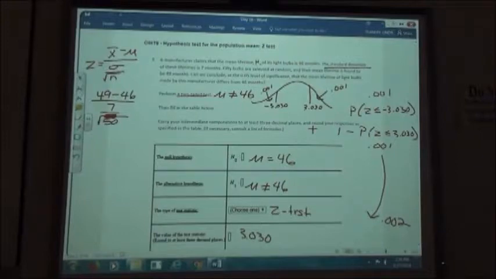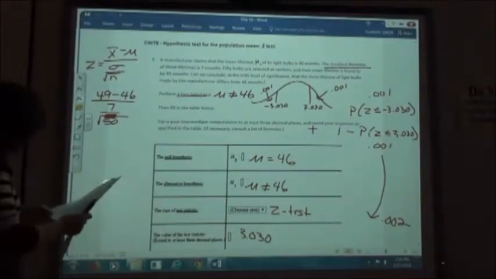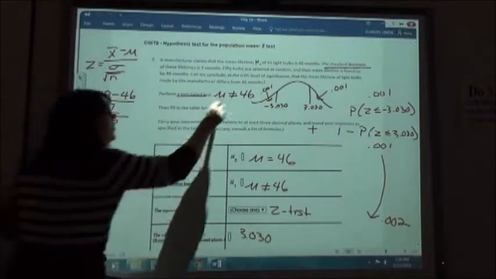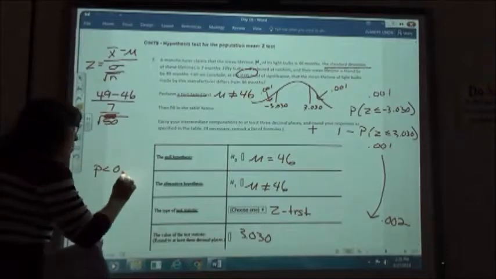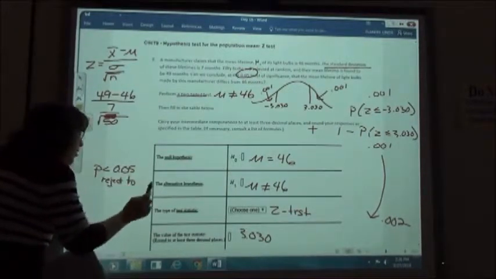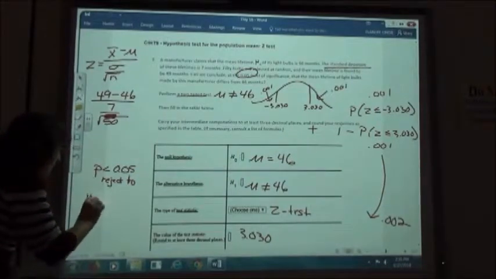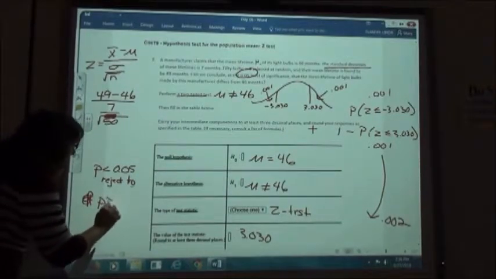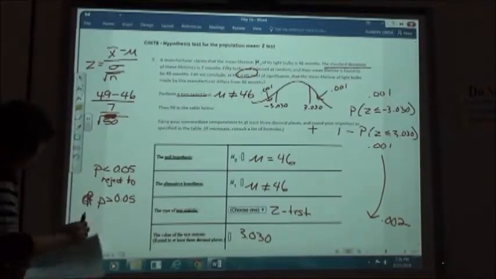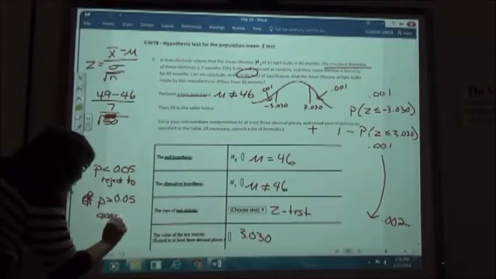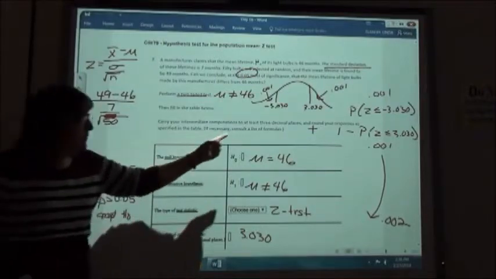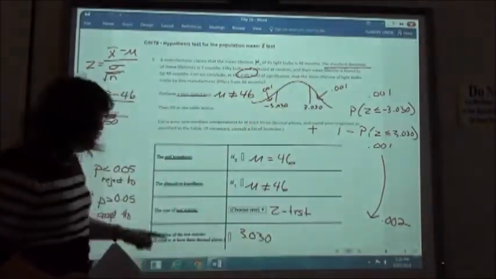You'll mark it down on yours. If p is less than the significant value, which in this case is 0.05, we're going to reject the null. If p is greater than 0.05, then we are going to accept the null. In this case, this is going to be way less, right?